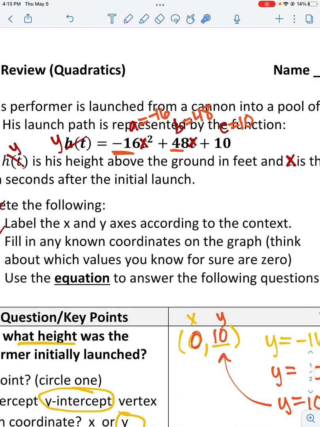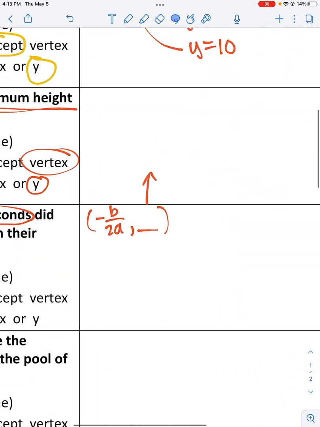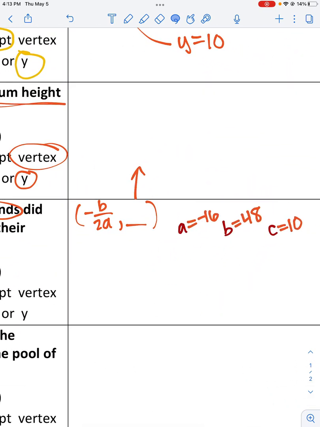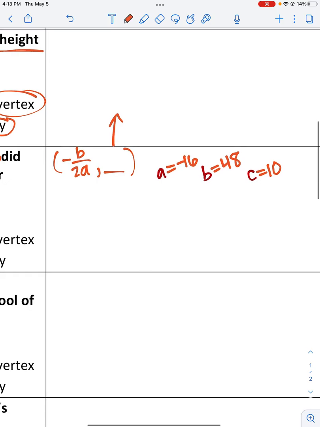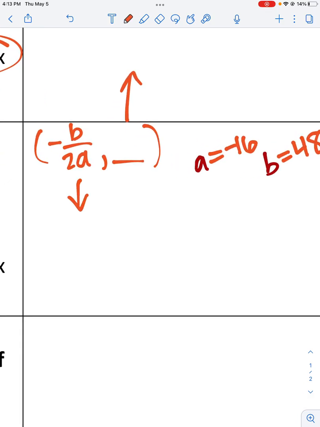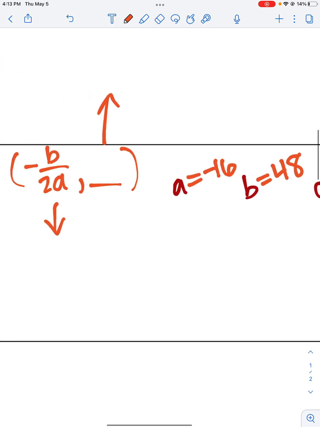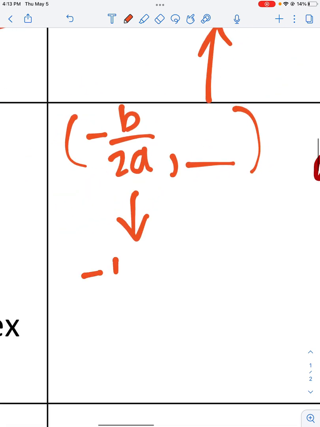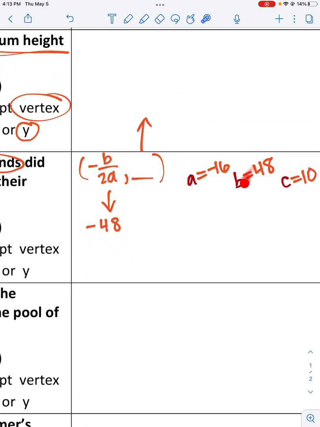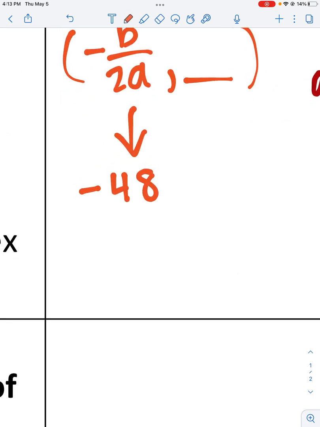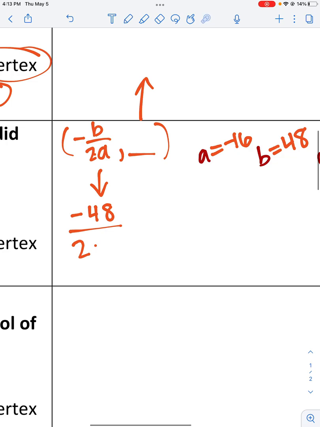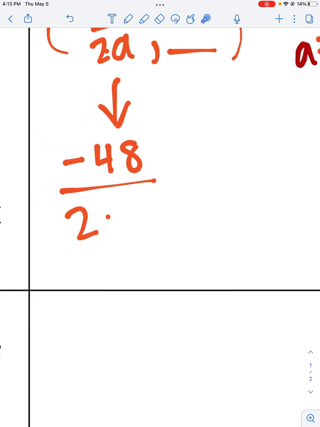I'm going to bring this down here. All right, so there's my a, b, c. The x-coordinate here is going to be the opposite of b. If b is positive 48, the opposite is negative 48. And remember, if b had been a negative number, this opposite means that I would make it a positive number. And then dividing that by 2 times, so that's multiplication, my a value, which is negative 16.